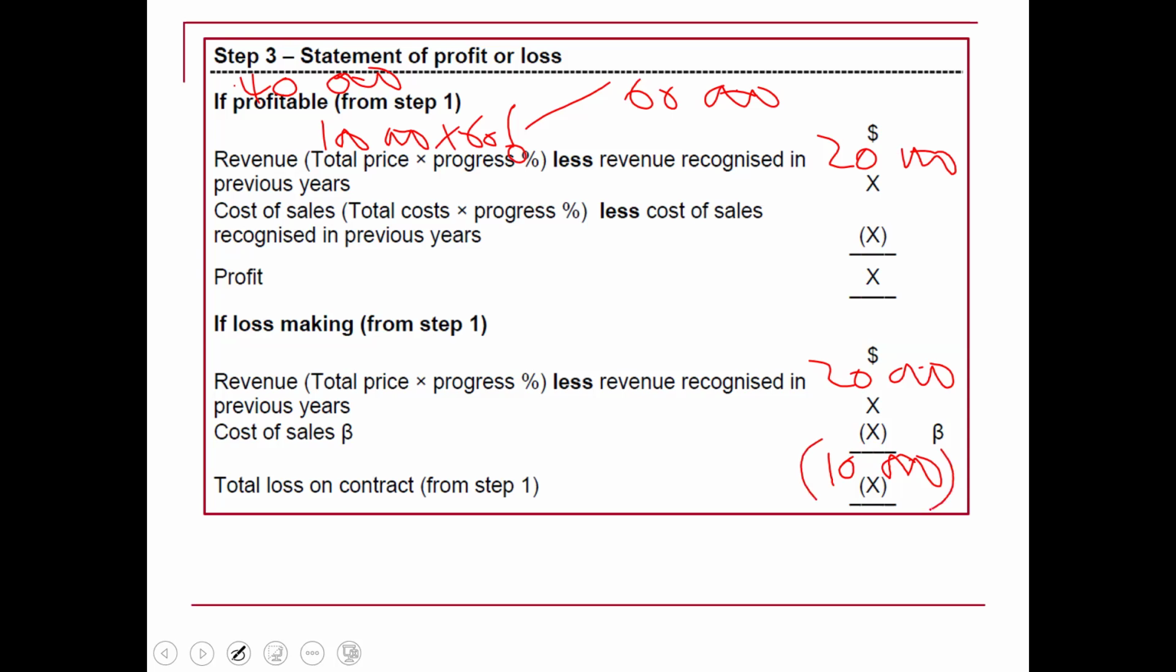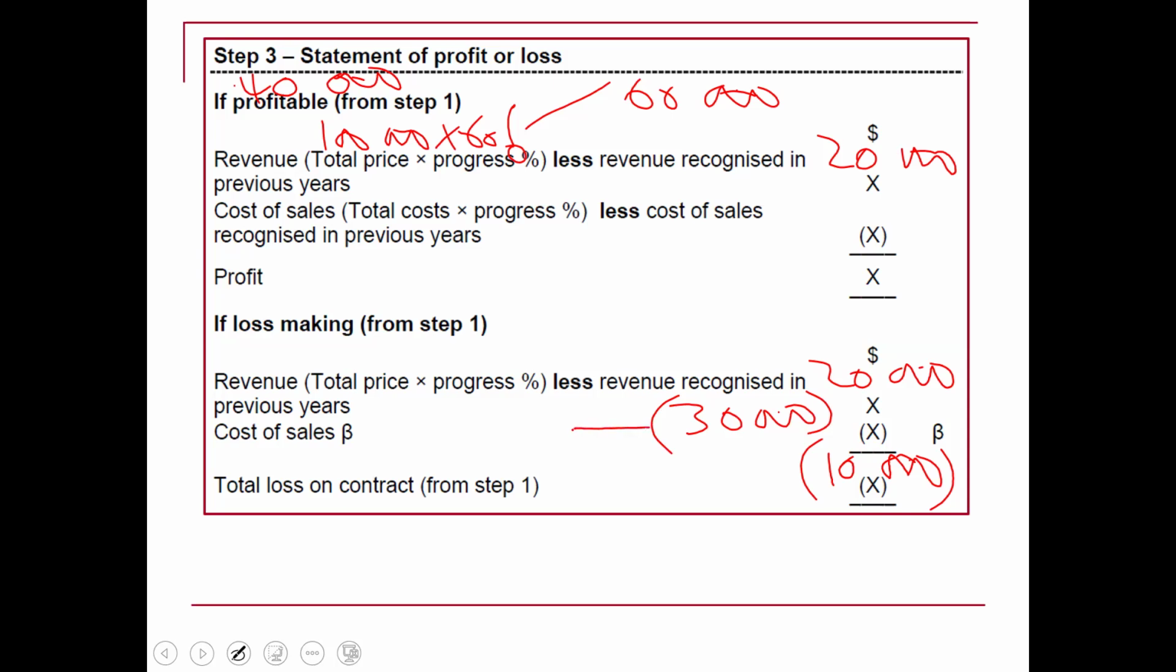So the 10,000 is a loss, which means it's negative. We now want to determine what is the cost of sales. That then results in us making a loss of 10,000 after recognizing revenue of 20,000, which means our cost of sales then becomes a balancing figure. So we are going to say 20,000 less 10,000 negative, which is going to give us 30,000, which means what we are actually anticipating is revenue is going to be 20,000, but cost of sales is actually going to be 30,000, which then results in total loss of the contract of 10,000.